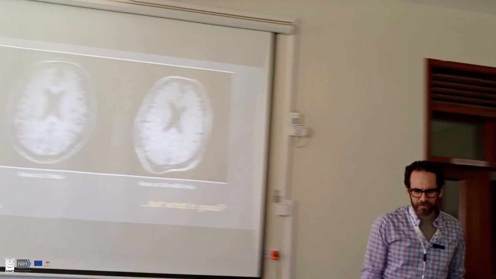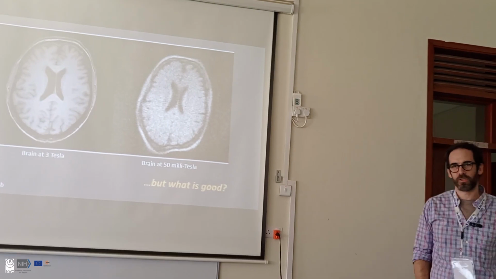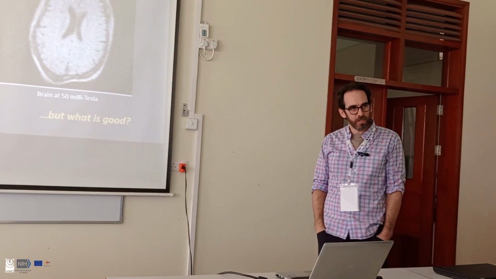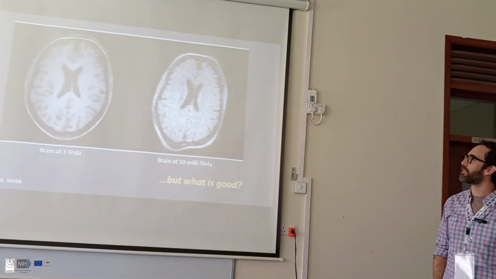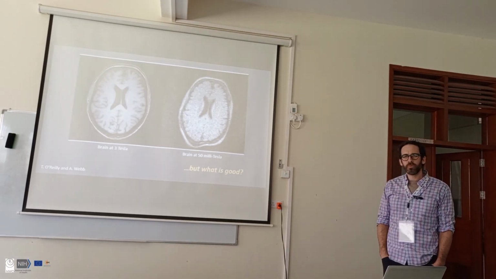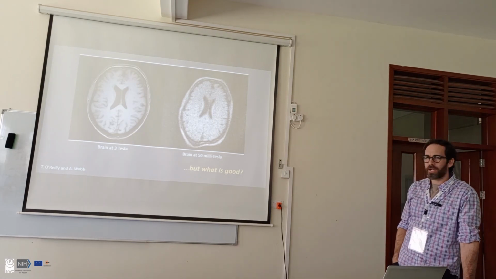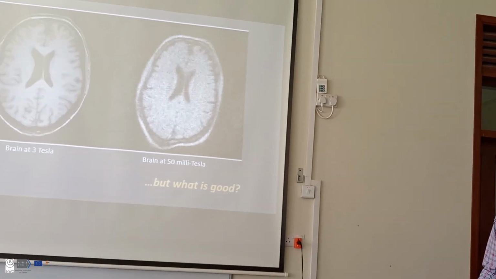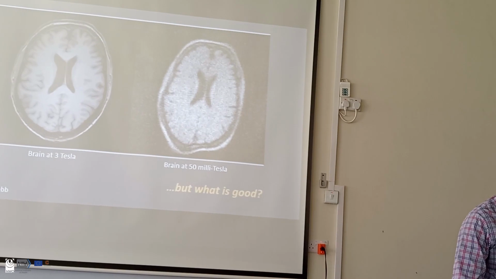But even so, if you're thinking about hydrocephalus and you see these two images, the question is, which one of them is good? We can all clearly see that the brain at 3 Tesla is a much better image. But if all you really need to see is where is the fluid and where is the brain, the image on the right is probably good enough. But we don't really know, right? We haven't really looked into that very carefully.